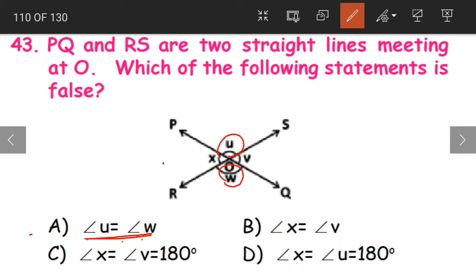Angle U and angle W are opposite angles. Yes or no? So just now as we have learned, in intersecting lines the opposite angles are always equal. So statement A is true.